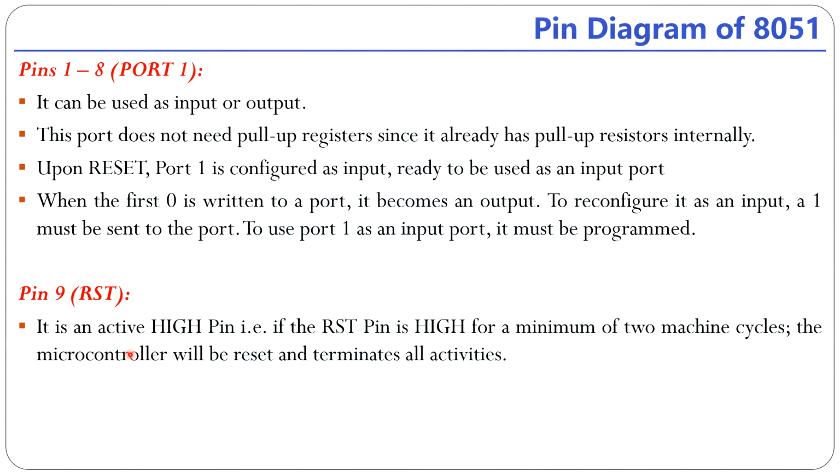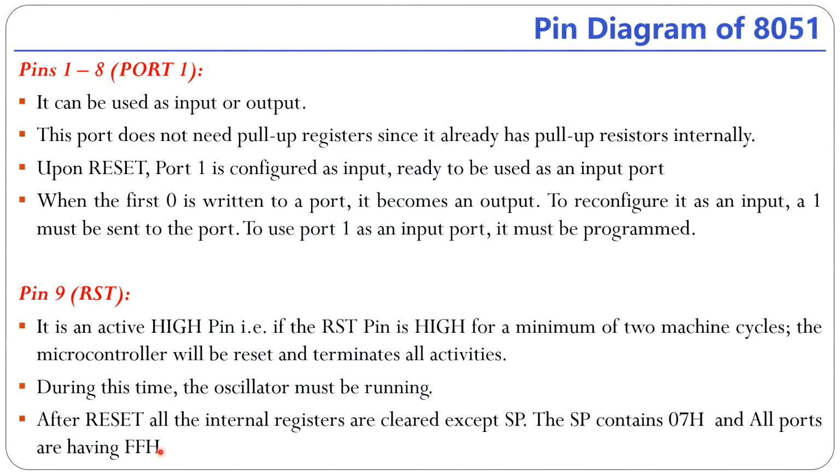It is an active high pin, that is, if the RST pin is high for a minimum of 2 machine cycles, the microcontroller will be reset and terminates all activities. During this time, the oscillator must be running. After reset, all the internal registers are cleared except SP, the stack pointer. The stack pointer contains 07H and all ports have FFH. Now we start more explanation of this pin diagram.